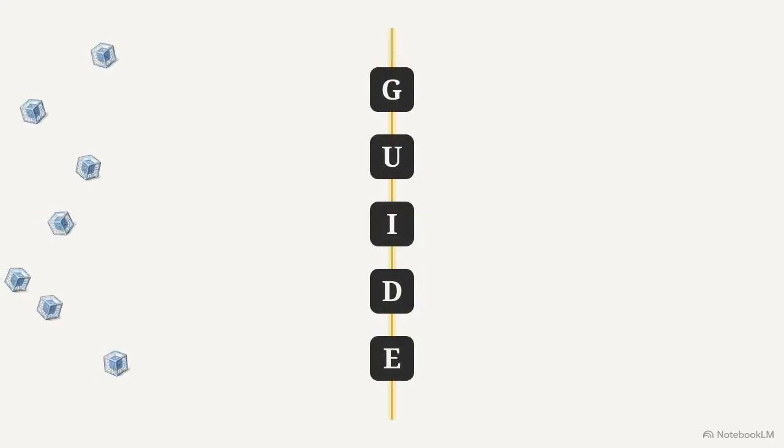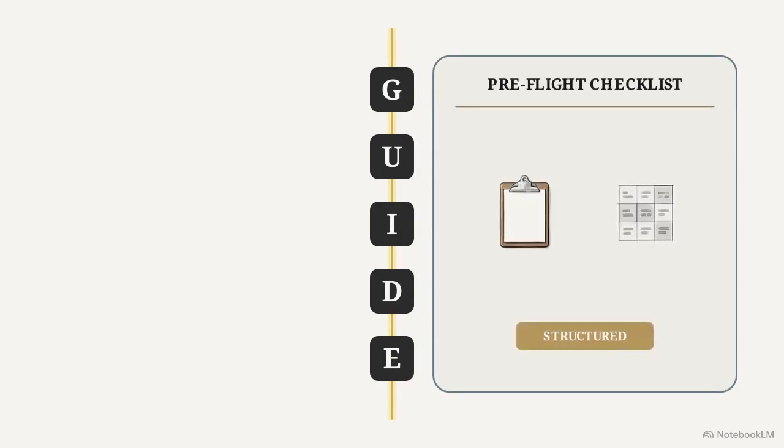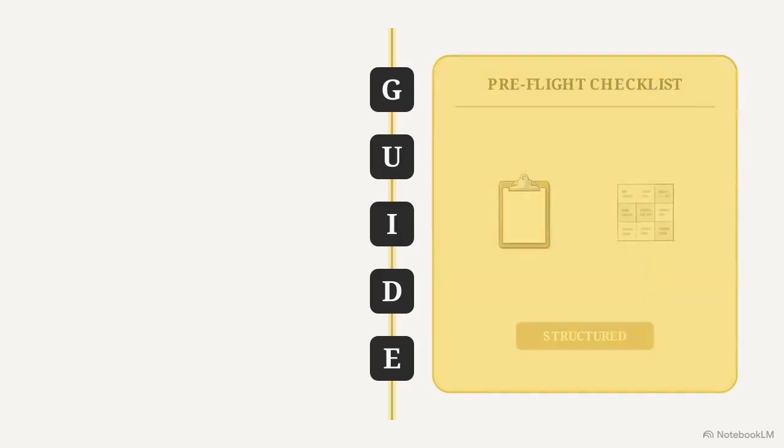When an AI isn't given a clear structure or specific constraints, it defaults to guessing to fill the gaps in the prompt. This is where the GUIDE framework comes in. Think of it as a pre-flight checklist. It is designed for high-stakes accuracy and rigid outputs, where precision is more important than creative flair.